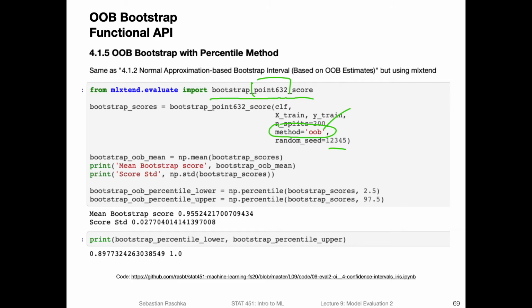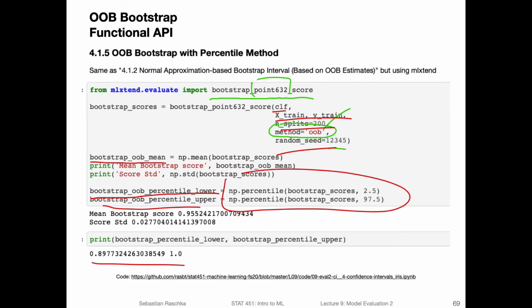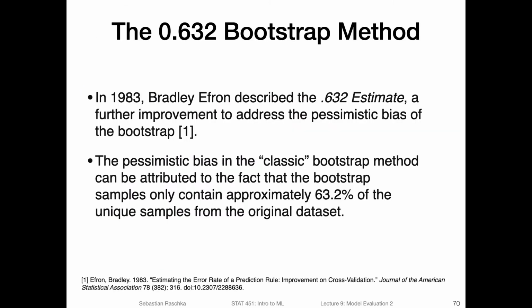So all you have to do is provide it with the classifier, the training set, the number of splits, and then a random seed. And then again, you can compute the mean accuracy, and then also the percentiles for doing the confidence interval. So the confidence interval would be here. So that is another easier way to use the Bootstrap method.